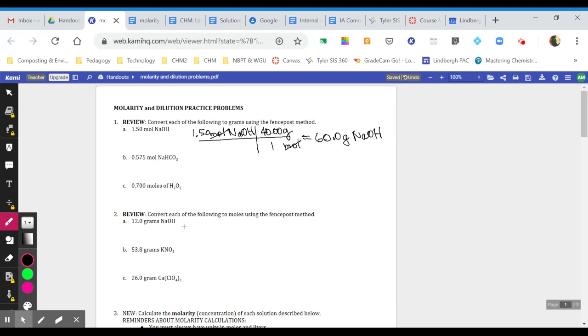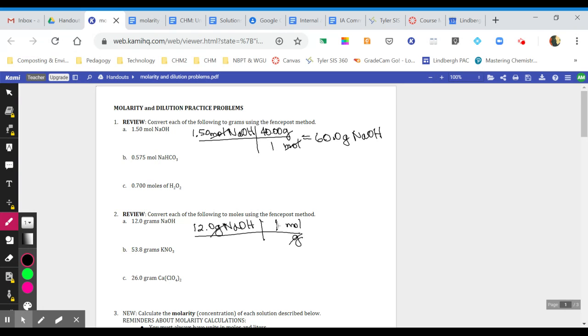Then we can also do the opposite. We can change grams to moles, which is what you more often have to do with molarity problems. So 12 grams of sodium hydroxide is what we're given, so that's what we'll start with. Draw our conversion line. Moles goes on top, because that's what we're trying to find, and grams goes on the bottom. Those units cancel out.